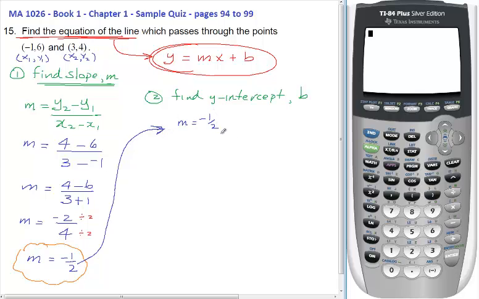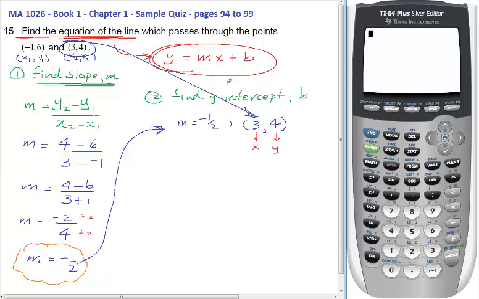And we're also going to use an ordered pair. So we're going to pick one. It does not make any difference which one you're going to use. So I'll pick 3, 4. Now remember, in an ordered pair, the first term is what? The first term is the x, and the second term is the y coordinate, right? So I know x, I know y, and I know m.